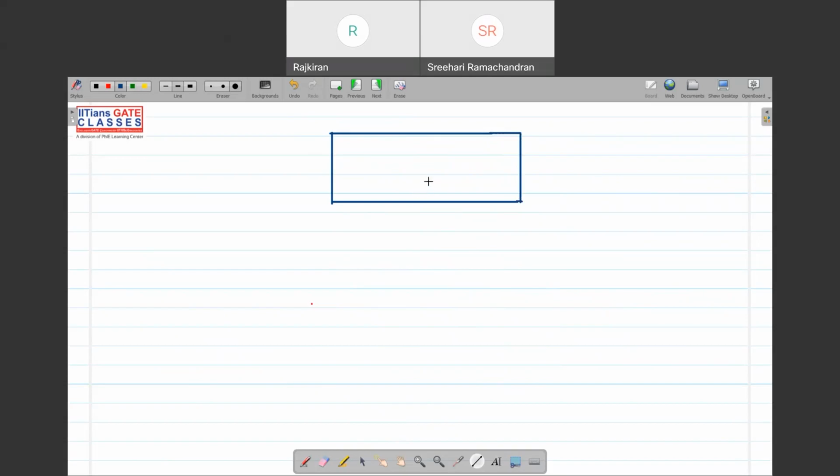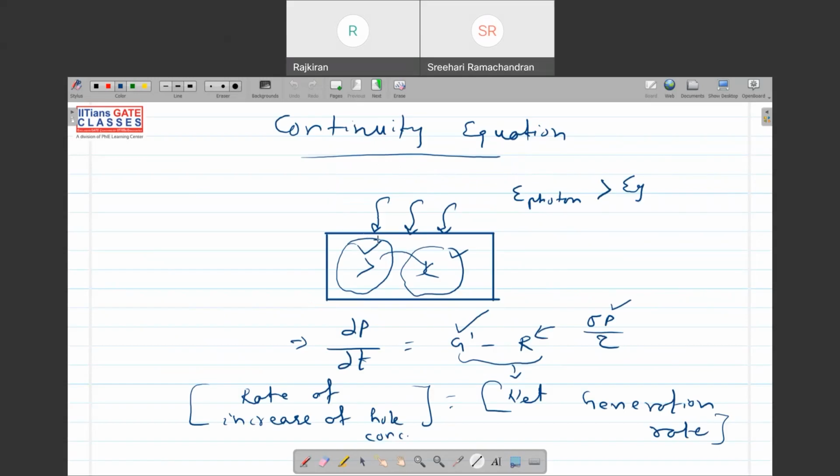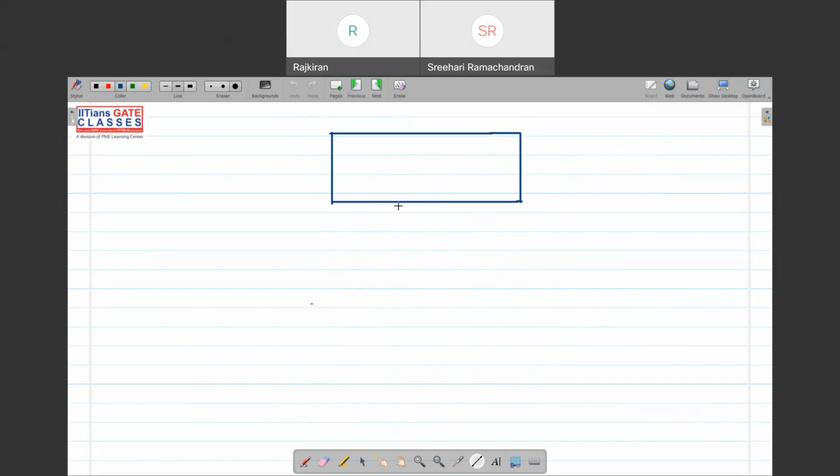This is my semiconductor. Here the carriers are generating non-uniformly. So what is the meaning? There may be a movement of carriers from one place to another place. Like in here, it is uniform, they are not moving here and there. But here, there may be a movement of carriers from one place to another place.